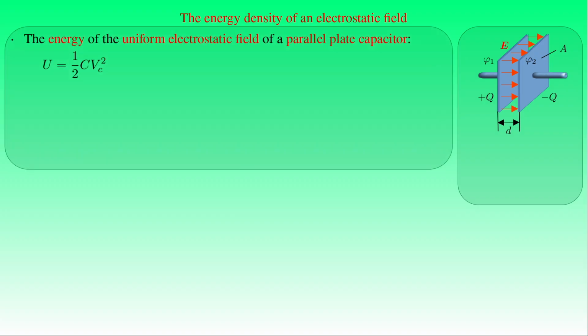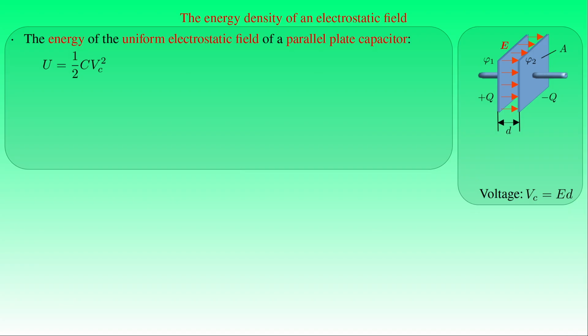In order to provide the general expression for the energy density of an electrostatic field, we determine the energy of the electrostatic field and its density between the plates of a capacitor. We have seen that the energy U of such a field is given by 1 over 2 times the capacitance C of the capacitor, times the square of the voltage V sub C between its plates. For parallel plate capacitors producing a uniform electric field E between their plates, the voltage V sub C defined by the difference in the potential phi between the plates is equal to the magnitude of the electric field E times the distance d between the plates.